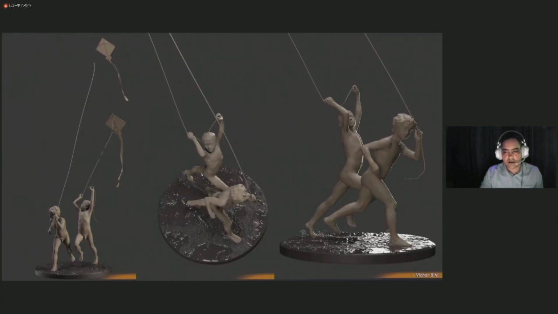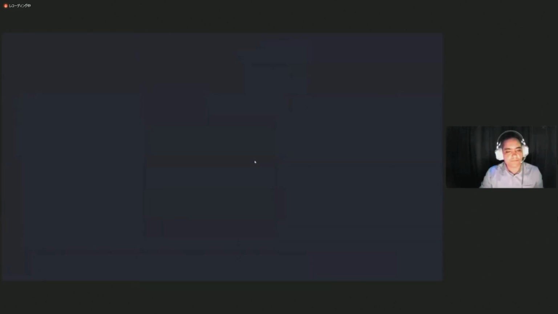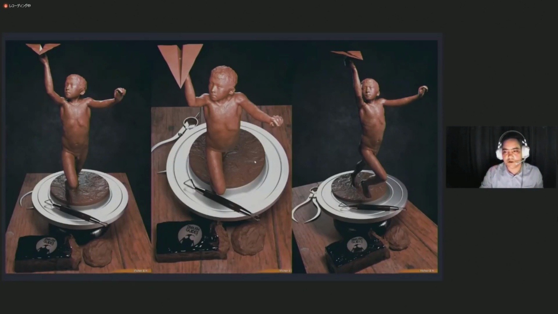So this is called Ego. I related ego to the kite. The higher you go, the higher the ego goes. Once again, this is also a spiral composition. This is called Rocket Boy. Everyone would have played with a paper rocket. So I wanted to capture that movement, storytelling like Norman Rockwell.